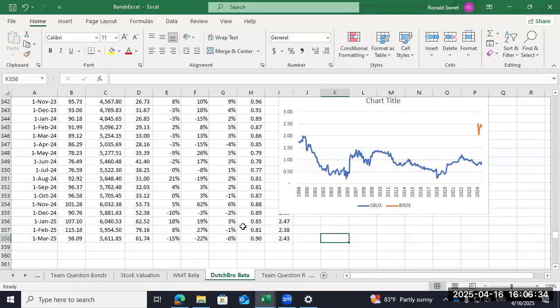And look at their numbers. 62% minus 19%. You're up 62, that's why their beta is so high. They're up 62% and the market's up 6. They're down 22 and the market's down 6. These are just down 15. These are just massive, massive numbers because it's a small firm starting out.